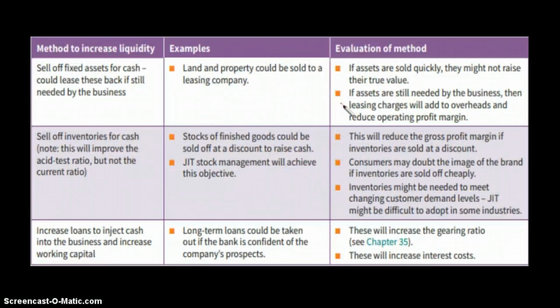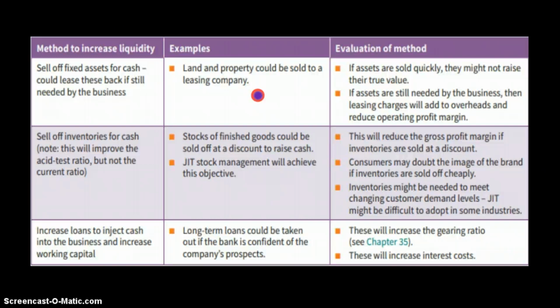Now that was about the uses of profitability ratios. Let's talk about the use of liquidity ratios, how we can improve the liquidity ratios. So you can sell off your fixed assets for cash and lease them back if still needed by the business. So examples are land and property could be sold to a leasing company. Remember, leasing, sale and lease back, we've talked about that in the sources of finance chapter and in the cash flow chapter as well.